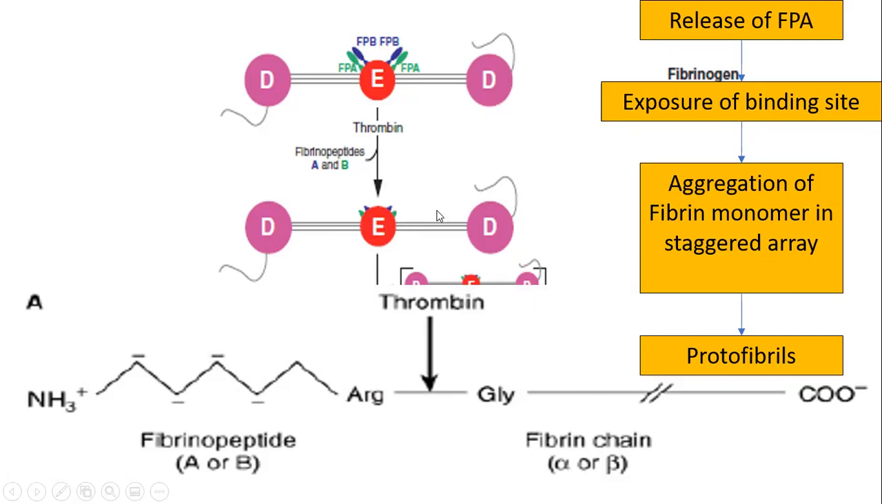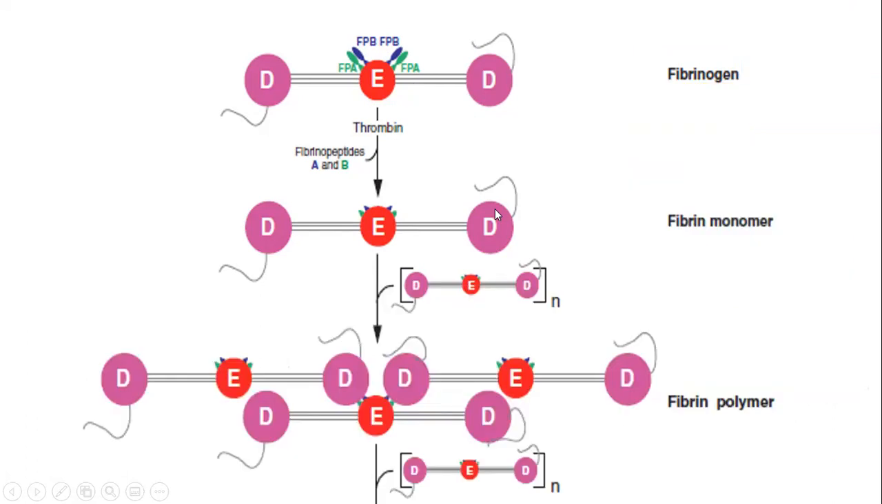On the side, you have your D domain. So there would be exposure of the binding sites, no, on the E domain that would specifically interact, no, with the D domain of another fibrin. So kapag na-incorporate yung another fibrin, they would form bond, no, with the exposed binding site at the E domain. So that would produce now your fibrin polymer.